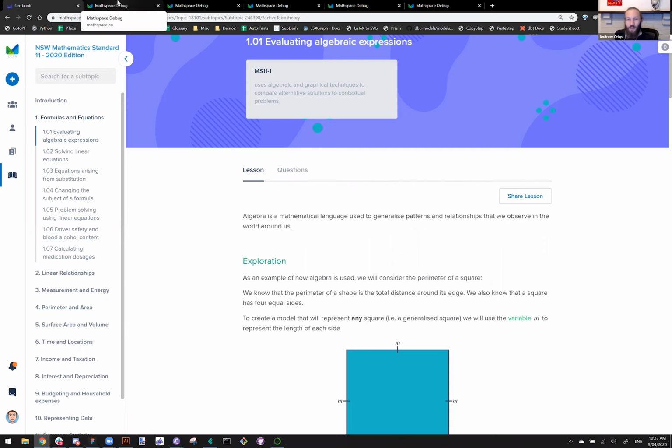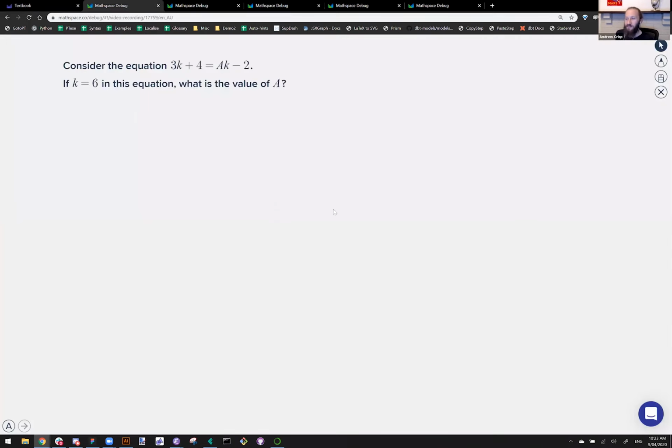Okay, let's move on to the next question. This one is similar to the previous one, but there is one difference. I'm just going to give you a second to read the question and see if you can see what's different about this one.